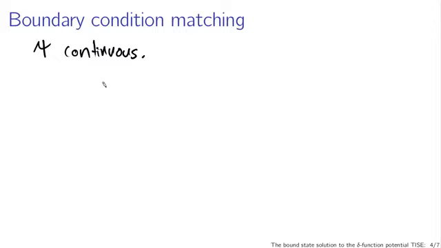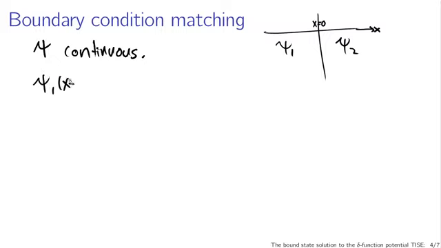In order to have psi continuous, in our regions here we have psi 1 on the left and psi 2 on the right of x equals 0. If we're going to match these two conditions continuously, we have to have psi 1 of x equals 0 equal to psi 2 of x equals 0. If I evaluate my solution on the left at the boundary and my solution on the right at the boundary, I have to get continuity, I have to get equality.